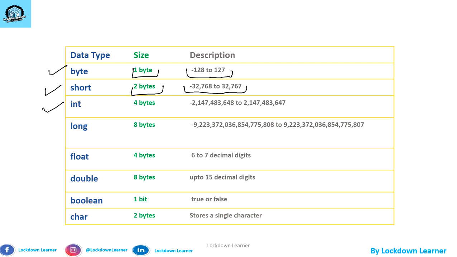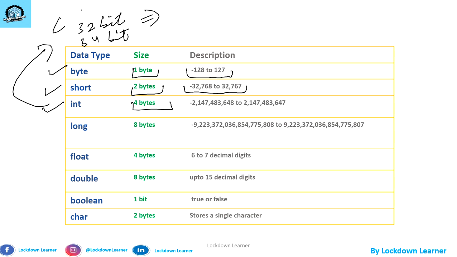And then we are having int. Int is 4 bytes. In C architecture, if you are having a 32-bit or a 64-bit compiler, the int size varies. Int is 2 bytes in 32-bit and 4 bytes in 64-bit, but this is not the case in Java. It is having a fixed size of 4 bytes. It will not change, so you have no worries. C is having different sizes, but now it is a fixed size of 4 bytes and its range is this.